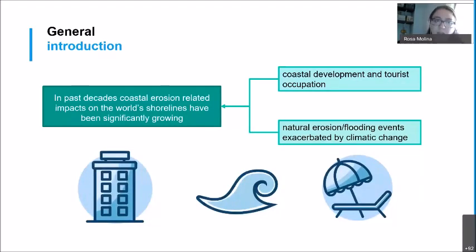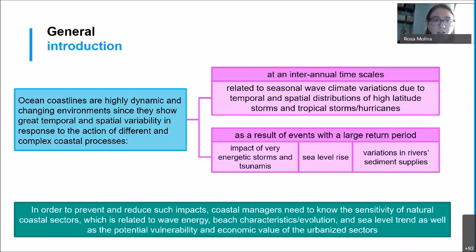As a general introduction, in past decades, coastal erosion-related impacts on the world shorelines have been significantly growing due to the ongoing coastal development and tourist occupation, and the natural erosion and flooding events exacerbated by climatic change. Ocean coastlines are a highly dynamic and changing environment, since they show a great temporal and spatial variability in response to the action of different and complex coastal processes at interannual time scales related to season and wave climate variation due to temporal and spatial distribution of high latitude storms and tropical storm hurricanes, as a result of events with a large return period, as the impact of very energetic storms and tsunamis, sea level rise, or variation in river sediment supplies.